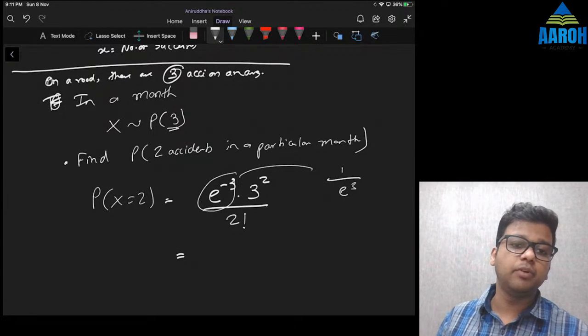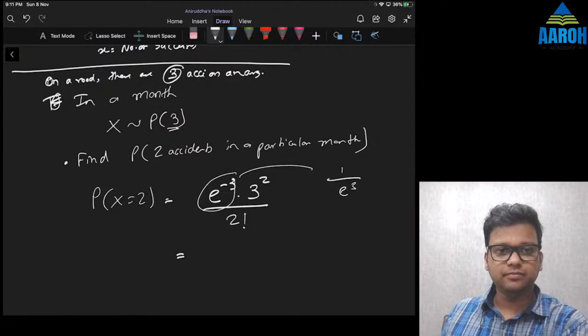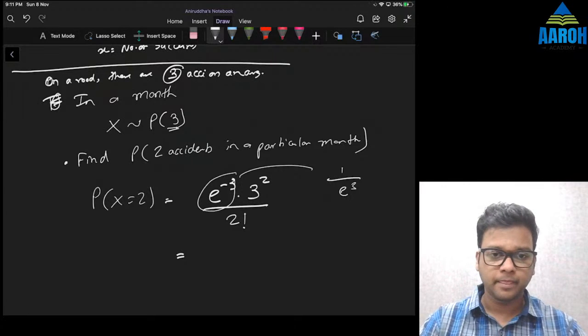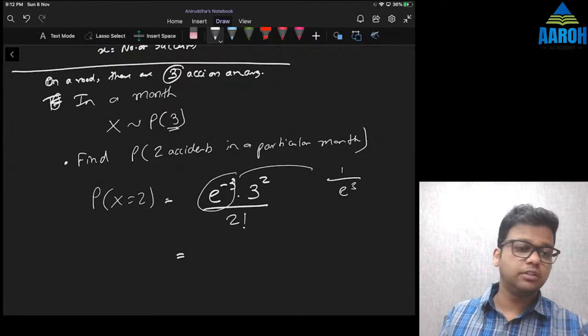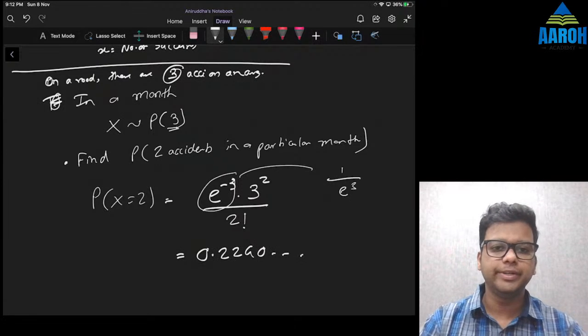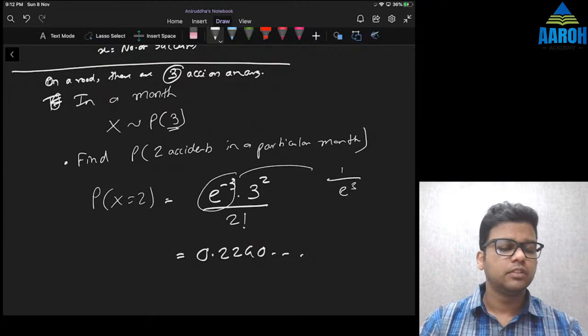That should give you, can you tell me what answer you are getting? The right answer. Anyone, what's the answer? Anyone? Correct, very good, Ishwaran. 0.2240, correct, Sanika? 0.2240 something is correct. Good. Correct, Akash. Rishraj, good.